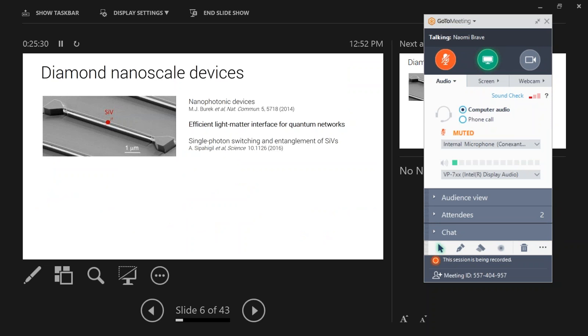So why do we make these nanoscale devices? Most of the devices we make are nanophotonic devices, like this beam that's perforated with holes. This is called a photonic crystal cavity. What this does, and you've heard Marco talk about this plenty of times, is it traps light in the center of the structure and allows light to interact with the silicon vacancies strongly. And these kinds of devices are essential to interface your quantum system efficiently to light.